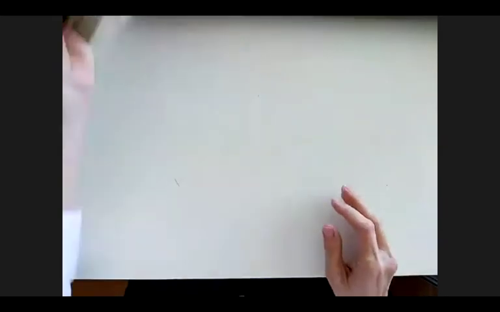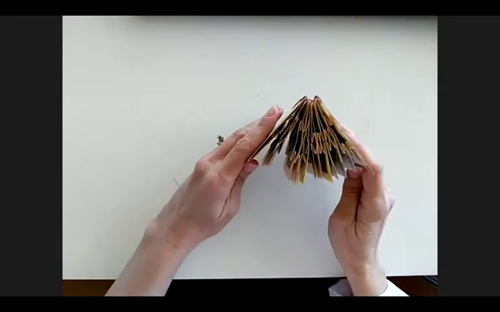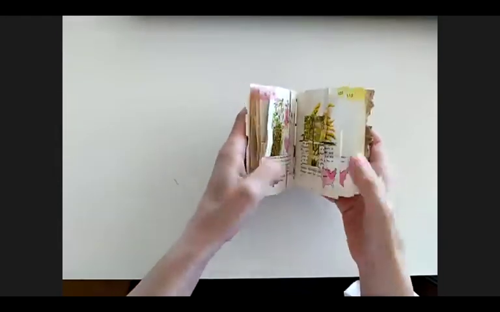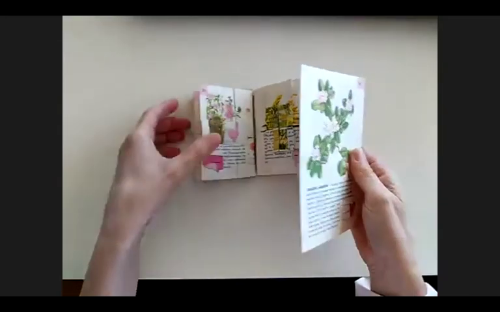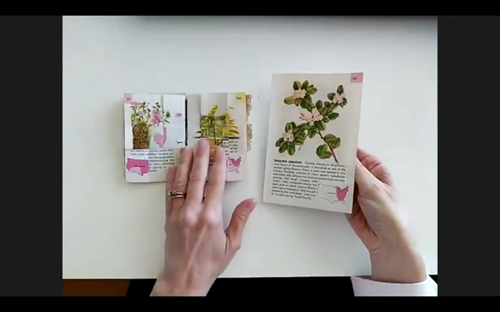So I made an altered book late last year using this technique. Here's the book, and I love all these textures you get from the folding. But the original pages of this book, what I did was I unbound a book of wildflowers. So this is what an original page looked like, and you can see kind of the size difference here.